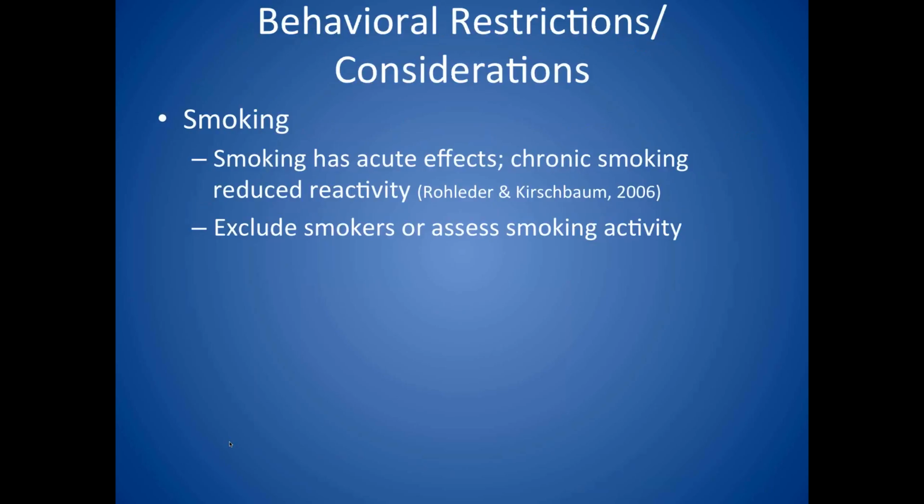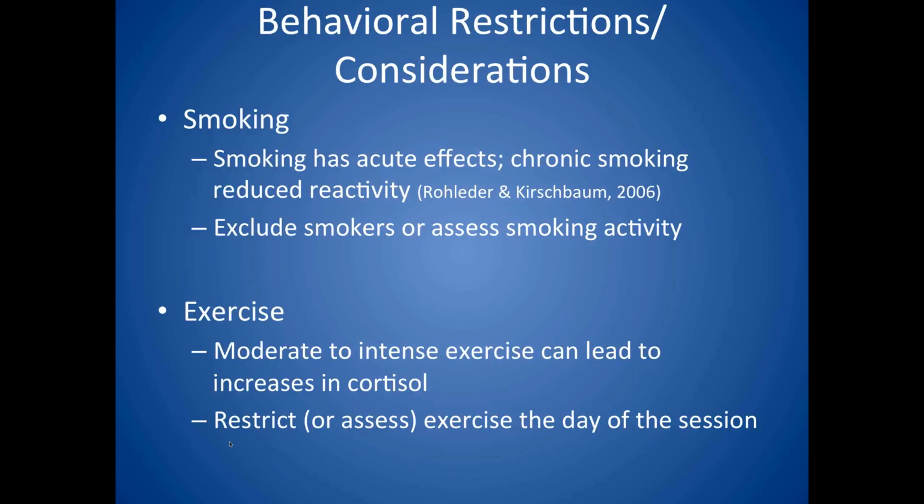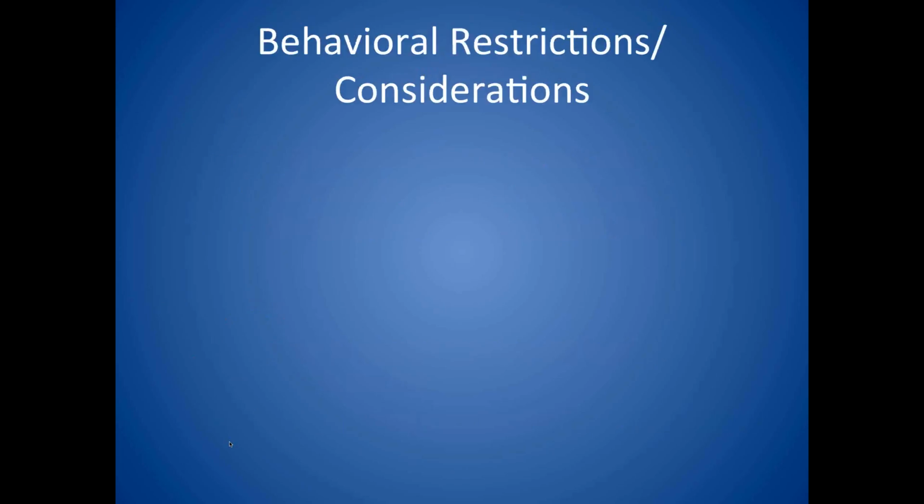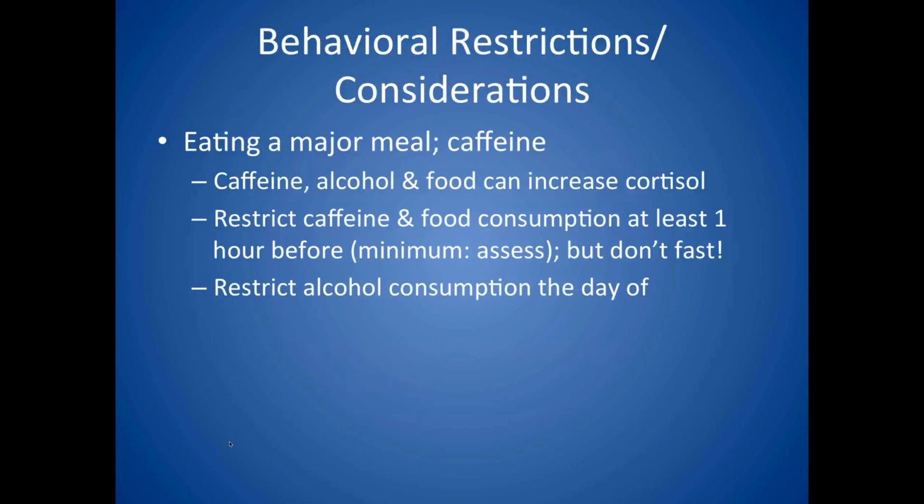There are behavioral restrictions or considerations to keep in mind too. Smoking can have acute effects on the HPA axis, and so we exclude smokers, but you'd want to at least assess smoking activity if participants are smoking. Moderate to intense exercise can lead to increases in cortisol, and so you'd want to at least assess exercise that participants had engaged in that day, or perhaps restrict, asking them to not engage in strenuous exercise before coming in. Eating a major meal and caffeine can also increase cortisol, and so we ask our participants to not drink caffeine or eat a major meal for an hour before they come into the lab. And you can also ask them to not consume alcohol before they come into the lab.